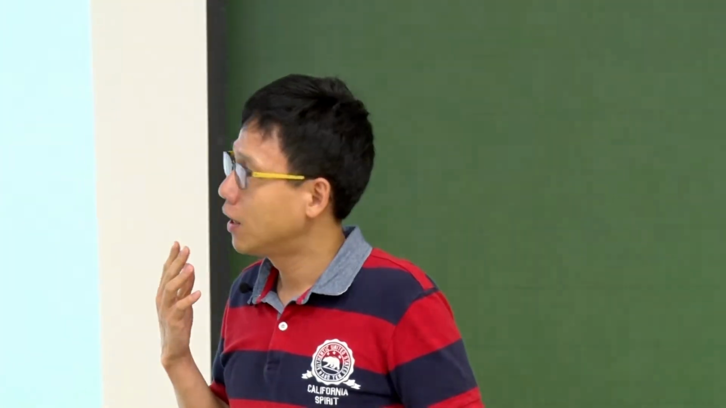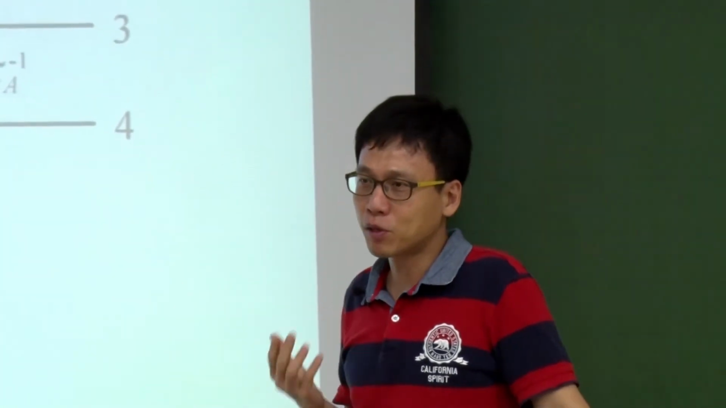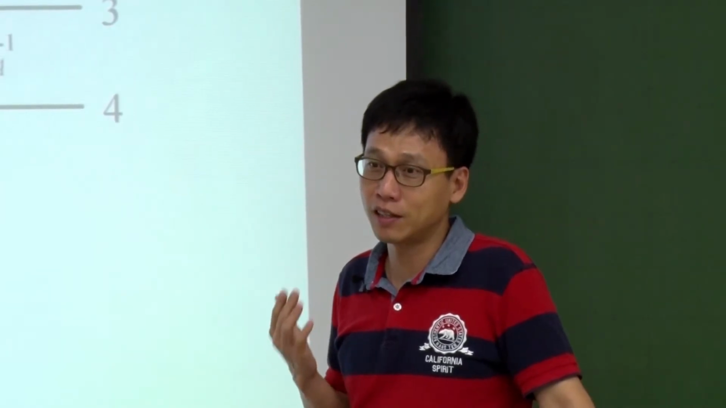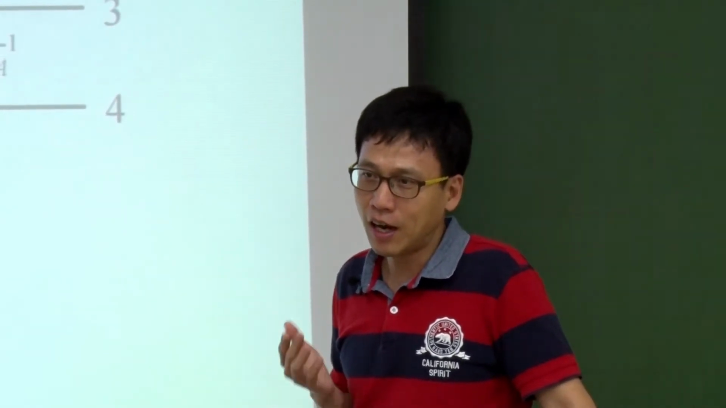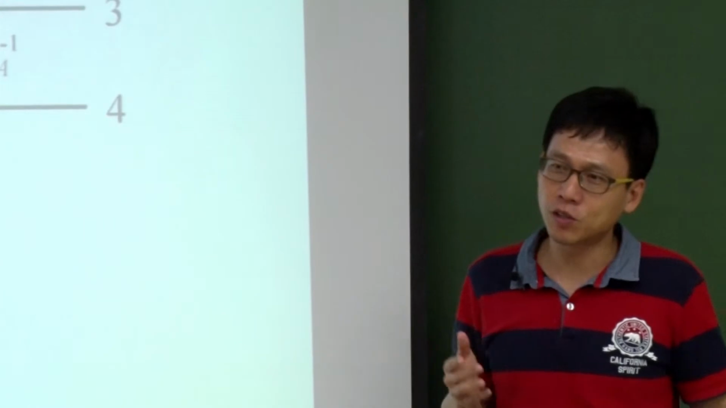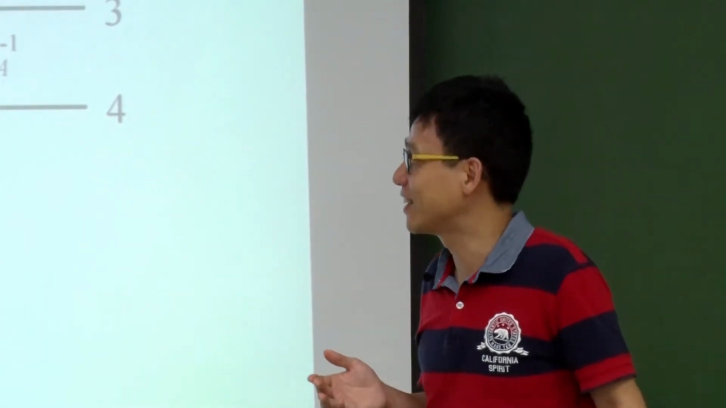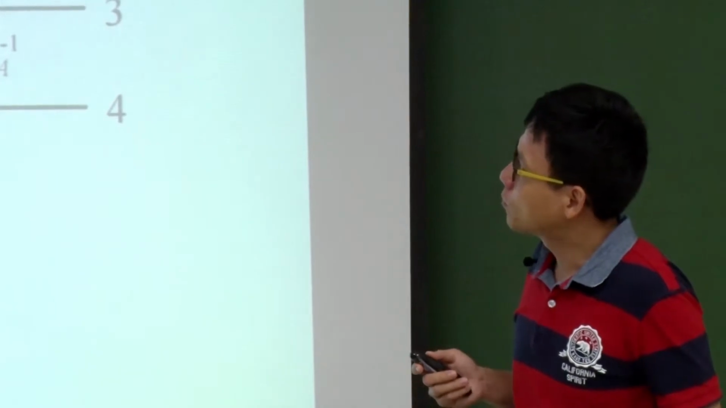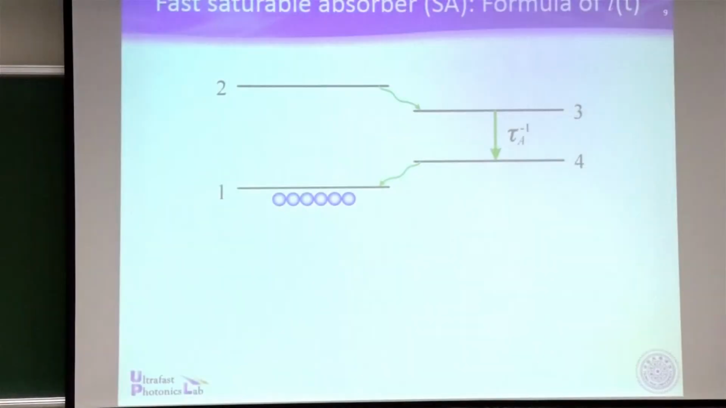We have one simplified differential equation, but it's still very difficult to get analytic solutions unless we make further assumptions. Here, we make the first assumption, the fast spectrum absorber. So what does this mean? Let's take a look at this figure.